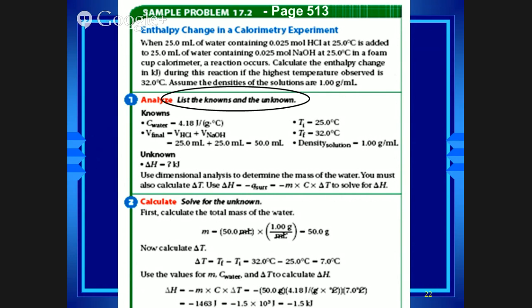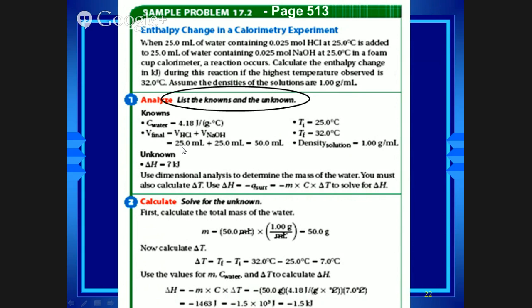So again, and I'd like you to write down this part again as an example of doing the math here, we would list the knowns and unknowns. You don't have to copy down the question itself. It is on page 513. But if we just look at the things that we know or don't know, they do tell us the specific heat of water, 4.18 joules per gram degree Celsius. We have an initial temperature, both waters are at 25 degrees. After the reaction, it gets up to a high of 32 degrees.